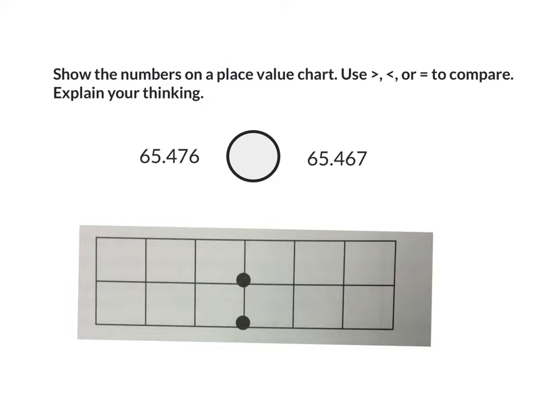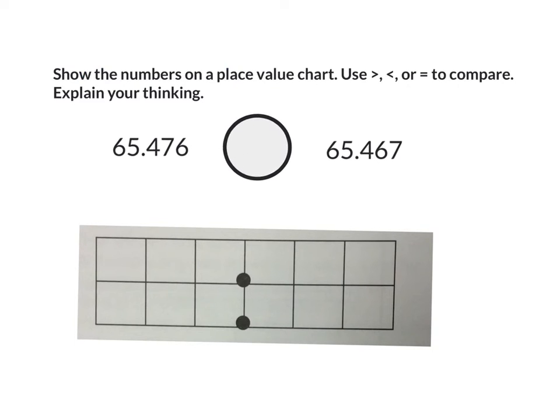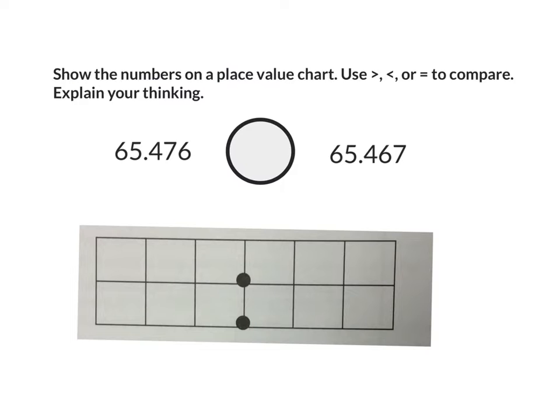Here we have two different decimals, and the directions tell us to show the numbers on a place value chart, and then use these symbols, greater than, less than, or equal to, to compare them. Okay, so let's write this first number on a place value chart. Go ahead and draw yourself a place value chart, and write this number, 65.476. You can see I'm simply copying the number onto a place value chart. Then I'm going to copy the second number, 65.467, into a place value chart as well, right underneath it.